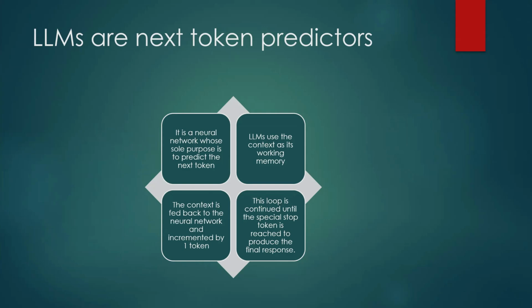And so for all the people in the tech industry, they know what RAM is. Just think of context memory as RAM for the model. And once it predicts the next word, it just feeds it right back into the model and then predicts the next word. And then it keeps doing that until it gets the stop token to produce the final response.